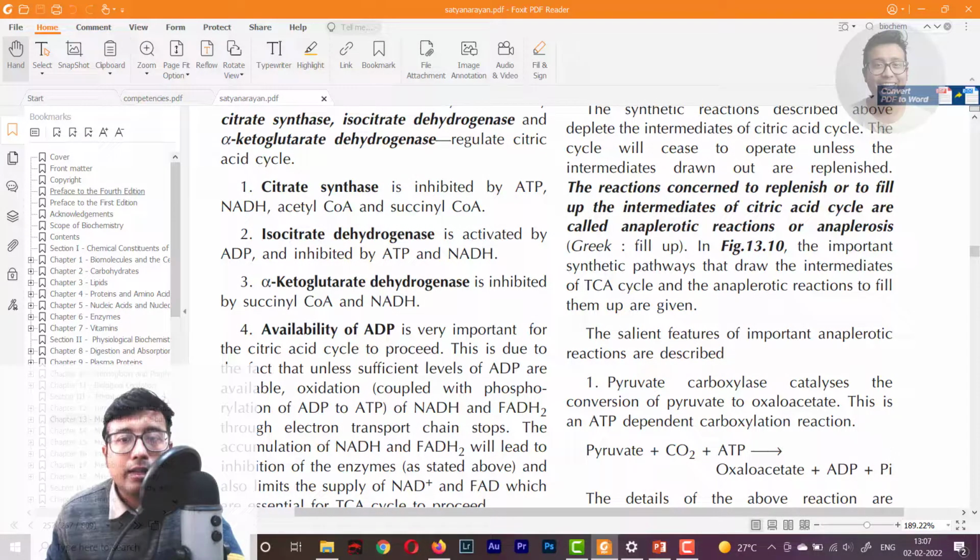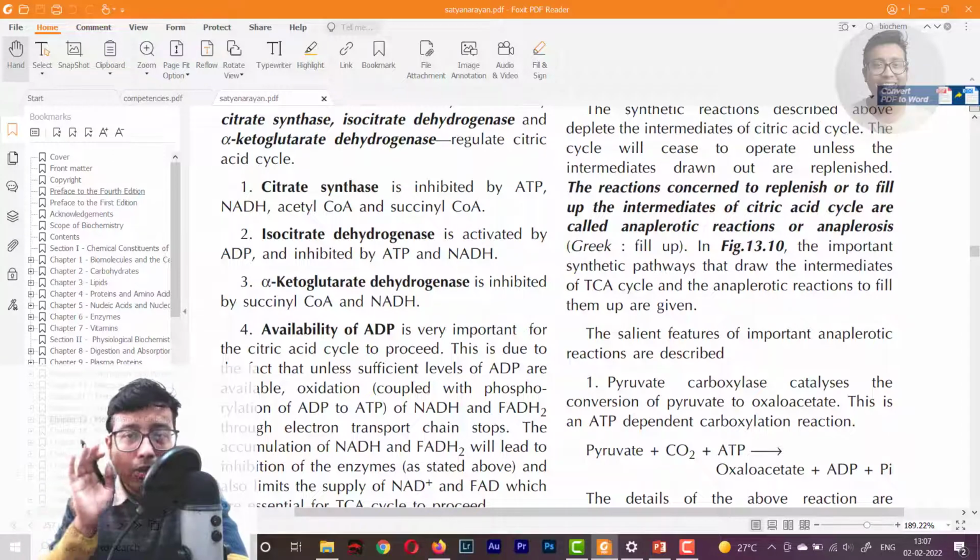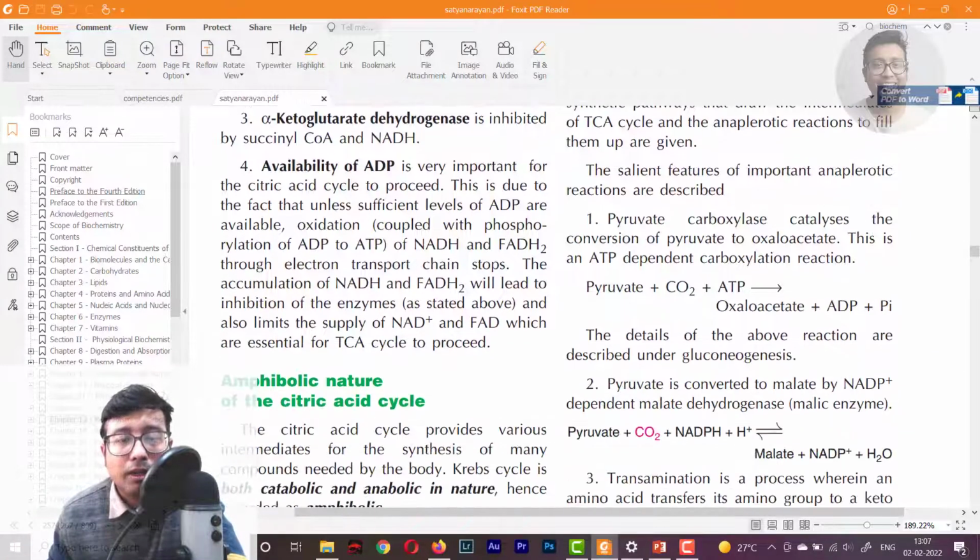The reactions concerned to replenish or fill up the intermediates of TCA cycle are called anaplerotic reactions, anaplerosis. Whether it is the names of the anaplerotic reactions or the products that are replenished, you just need to know 2 examples of anaplerotic reaction. Not all. If you just remember 2 examples of anaplerosis, you are done.